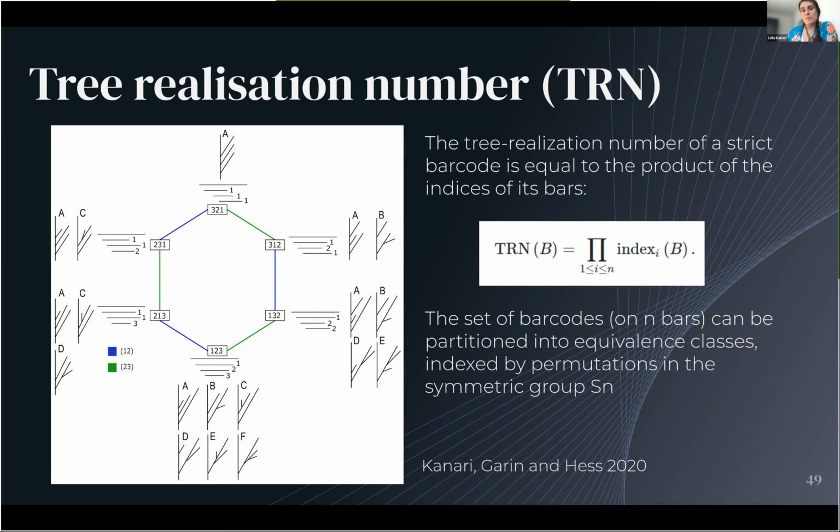So in order to count how many trees can be generated from each barcode, we can use the product of the indices of the bars. The index is how many bars each bar is included in. And what we see here is that the set of barcodes can be partitioned into equivalence classes, which are indexed by permutations in the symmetric group. This is interesting because it defines how many different trees we can generate, and it also defines the order in the branching structure and in the barcode.